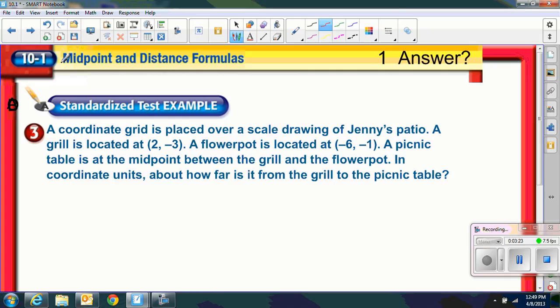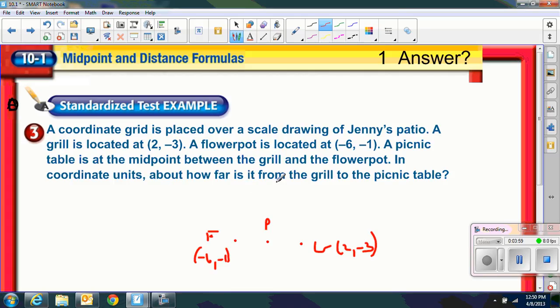Alright, so let's give one a try here. A coordinate grid is placed over a scale drawing of Jenny's patio. A grill is located at the point 2, negative 3. Let's put the grill here about. So that's the grill, 2, negative 3. Yes, that is a G. And the flower pot is located at negative 6, negative 1. So we'll put the flower pot right there about. The picnic table is located at the midpoint of those two. So there's my picnic table.